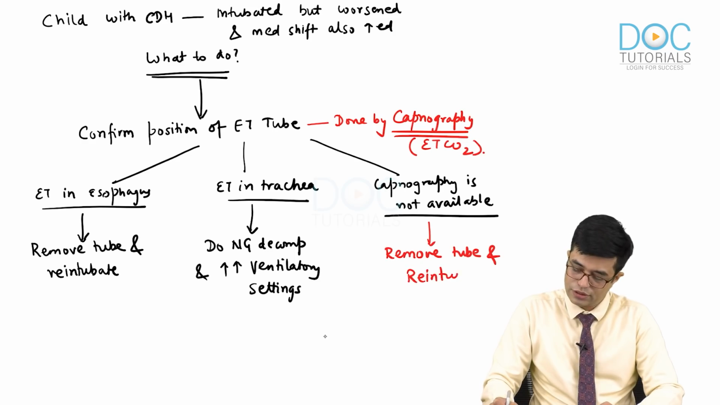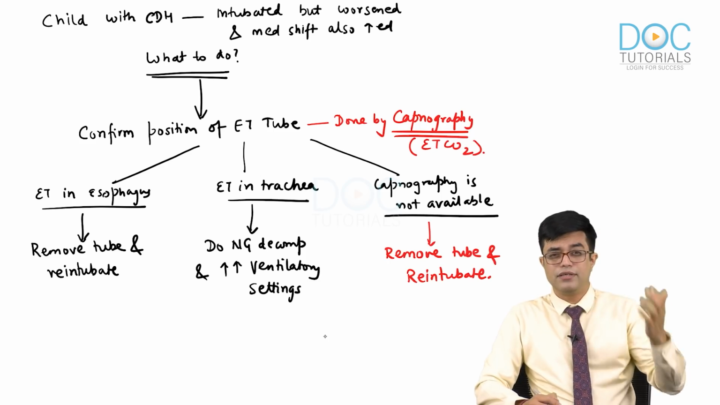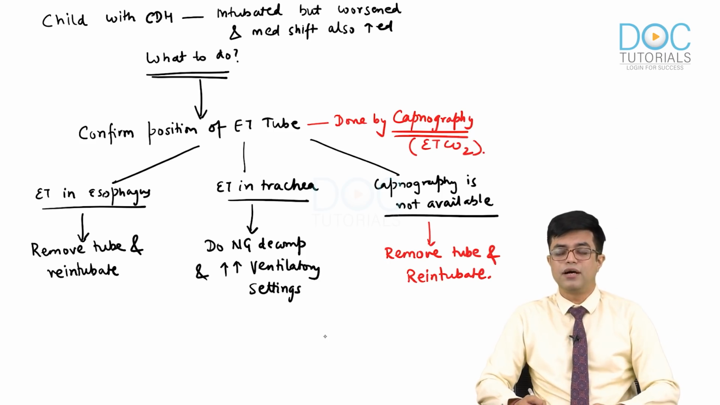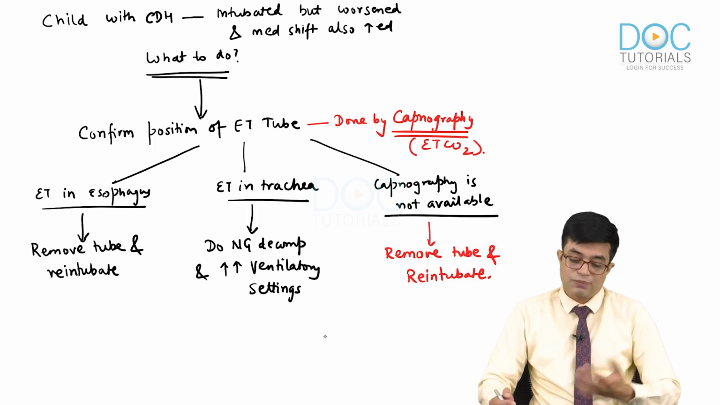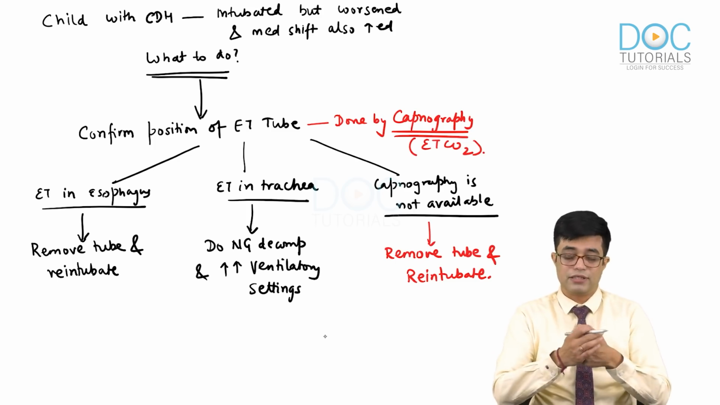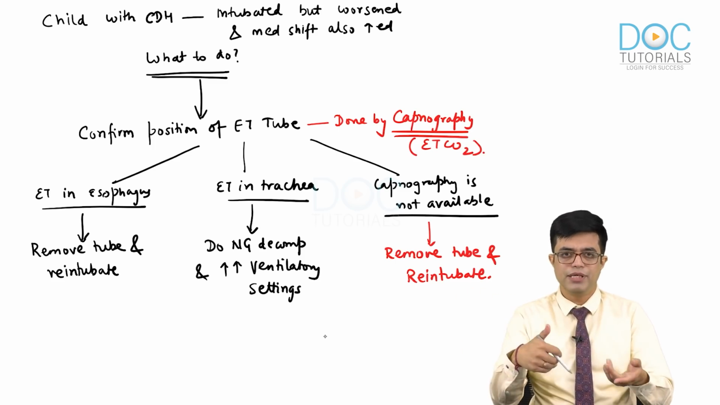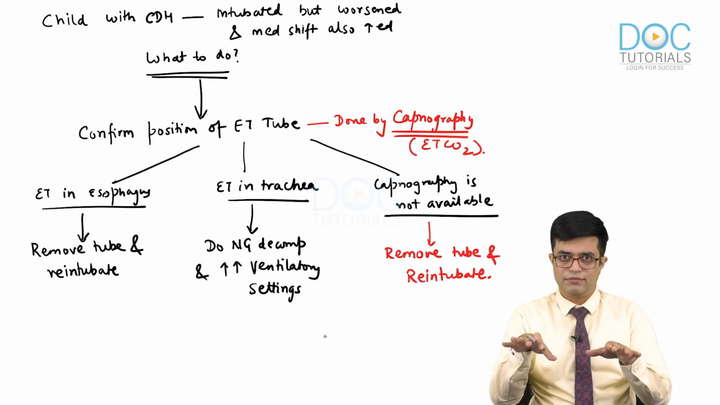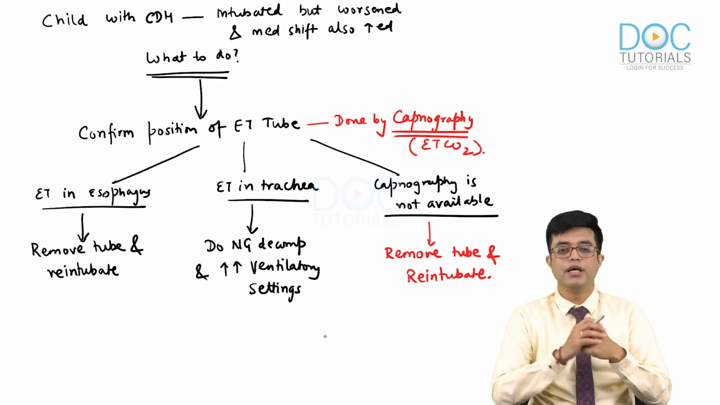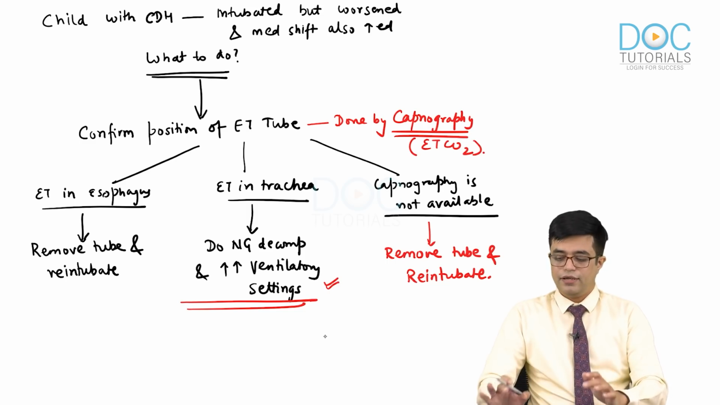There is a common saying in critical care medicine and pediatrics: when in doubt, you intubate, still in doubt, re-intubate. So if capnography is not available, you should suspect it could be one of the reasons that it has probably gone into the esophagus. You will very humbly remove the tube and re-intubate, and if you are sure clinically that the tube is in the trachea only, you will proceed according to the settings I have mentioned here. There is no role of emergency surgery.